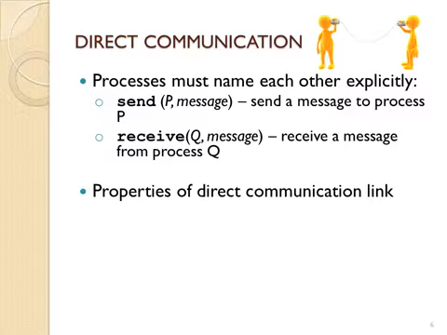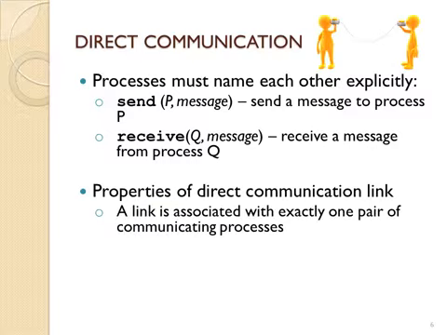So the first thing we'll talk about is direct communication. Direct communication means that the processes communicate with each other and only two processes are involved, and the operating system will set up the link between the processes, and then they will communicate without using a mailbox or a buffer or anything else. They will just communicate directly with each other.